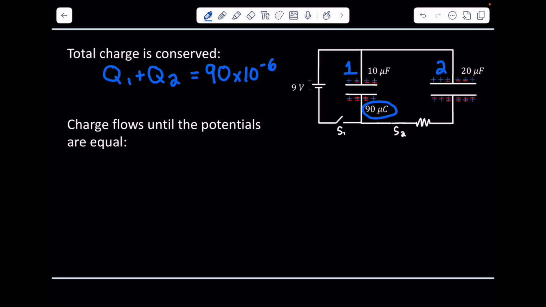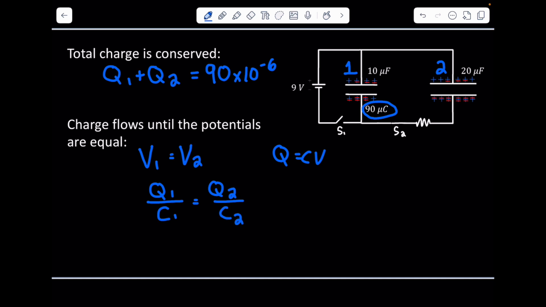Now I have two unknowns here, so I do need two equations. The other one is gotten by setting the potential difference of the left capacitor equal to the potential difference of the right capacitor, and that's because charge flows until those two are equal. Since Q equals CV, the voltage on each capacitor is its charge, Q1, over their capacitance. So that's C1 for the left, and that equals Q2 over C2 for the right.